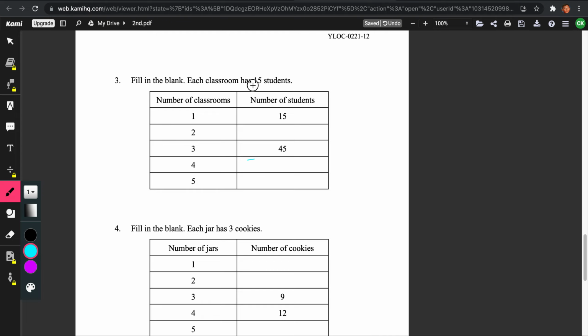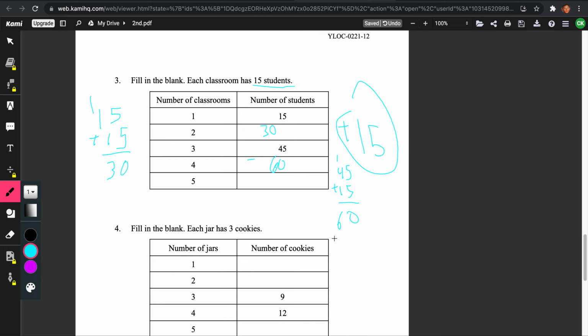So each classroom has 15 students. So it's going to go up by 15 every time. So let's try this. So what you would first do is 15 plus 15. 5 plus 5, that's 10. 1 plus 1 plus 1, that's 3. You would get 30. And then again, 45 plus 15. 5 plus 5, 10. 1 plus 4 plus 1, that's 60. So yeah, you would continue this pattern where you would constantly add 15. You'd keep adding 15.